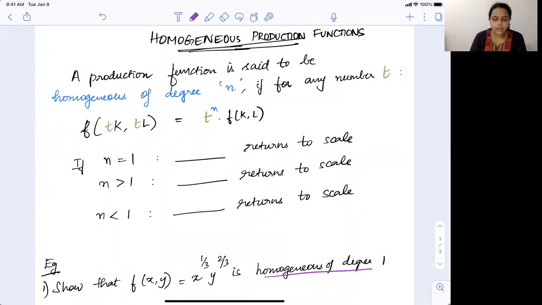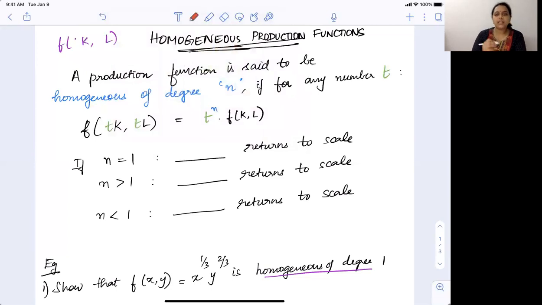Hey everyone, so this video is going to be about homogeneous production functions. To understand the definition behind it, let me motivate it in this manner. Let us think about a particular production function, say f of k and l. Now suppose that instead of just having k and l as my inputs, I decide to change the inputs by a certain proportion.